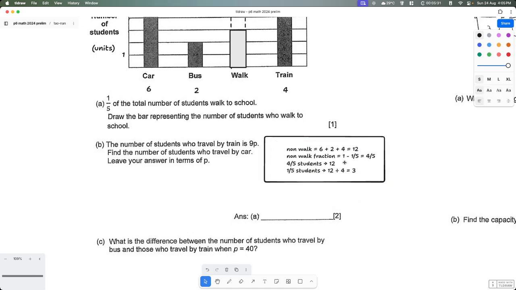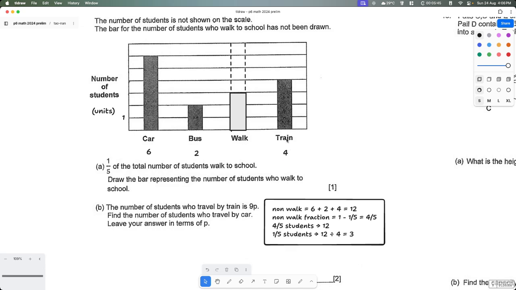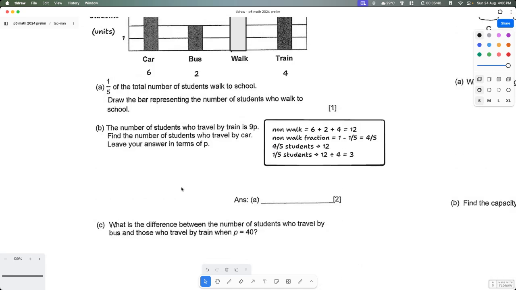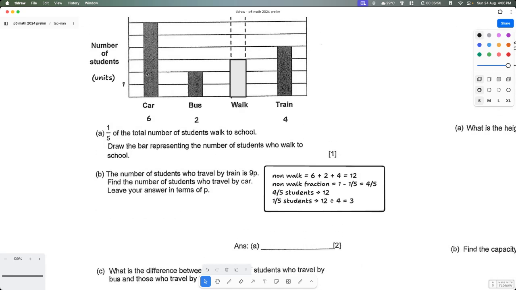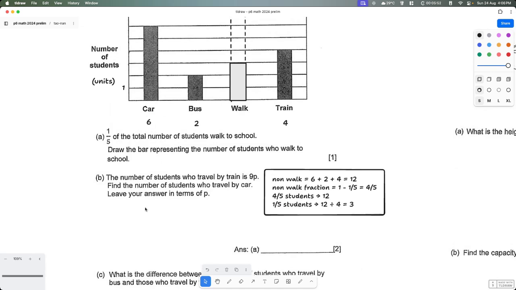Part B, the number of students who travel by train is 9p. Find the number of students who travel by car. Leave your answer in terms of p as well. In this case over here, by train is 4 units, right? So the number of students who travel by car is like this.